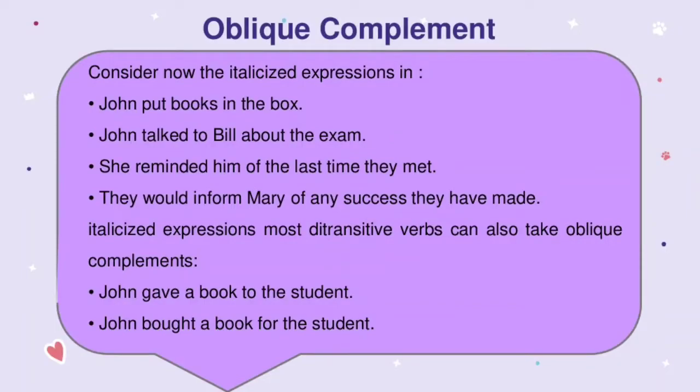These italicized expressions are neither object nor predicative complement, since their presence is obligatory for syntactic well-formedness. They are called oblique complement. Roughly speaking, oblique contrasts with the direct functions of subject and object, and oblique phrases are typically expressed as PPs in English. As we have seen before, most transitive verbs can also take oblique complement.